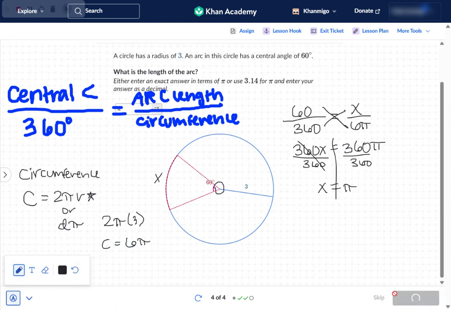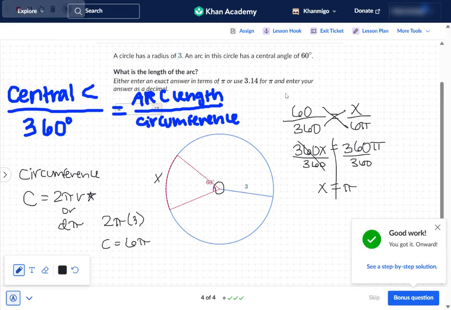And let's see. Waiting for my internet to load. There we go. We did it correct.